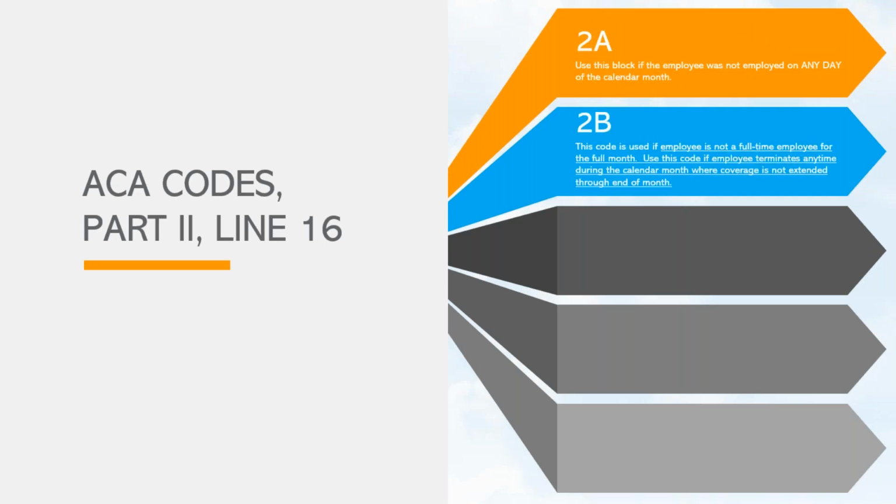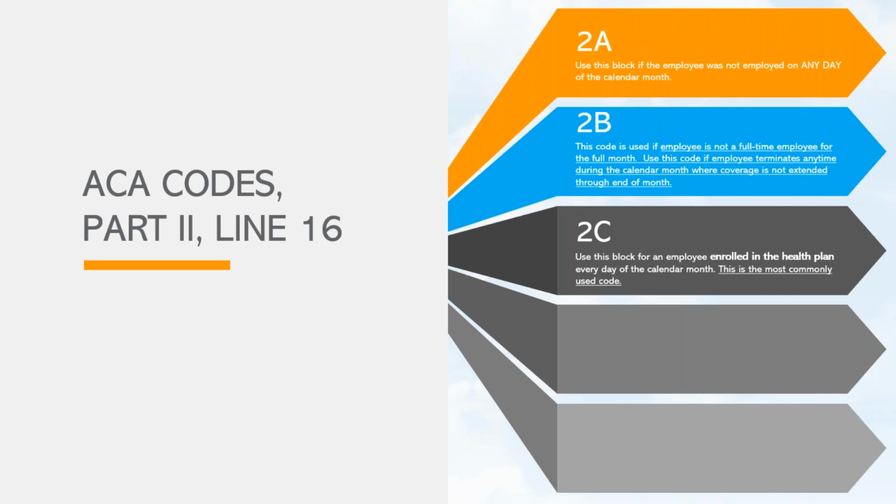2B is used if the employee is not a full-time employee for the full month. You use this code if the employee terminates anytime during the month or if they're part-time going to full-time, that kind of thing. So if they terminate or start work anytime during the calendar month where the coverage is not extended through the end of the month, you would use that code.